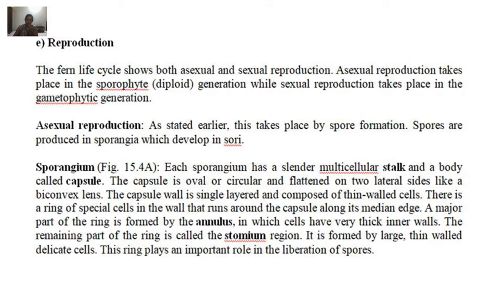The capsule is not completely surrounded by layers of cells, but at one portion it is comprised of loosely arranged cells, and this is called the stomium. So this is the region from where the developing spores get liberated.